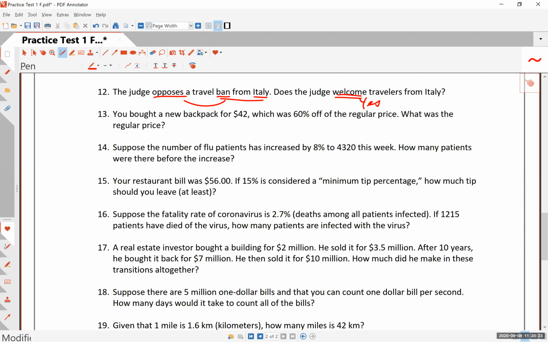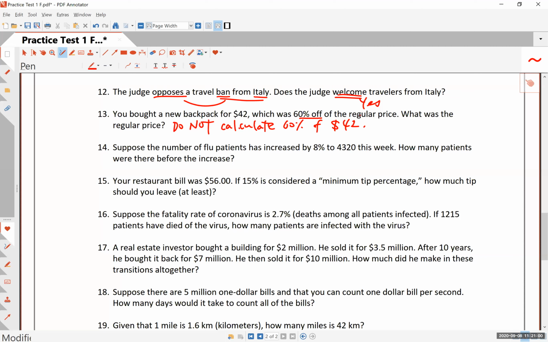Number 13, you bought a new backpack for $42, which is 60% off of the regular price. I'm going into chapter two now. What was the regular price? One thing you should not do is calculate. What do you think I'm going to say? Do not calculate 60% of $42. That does not make sense.